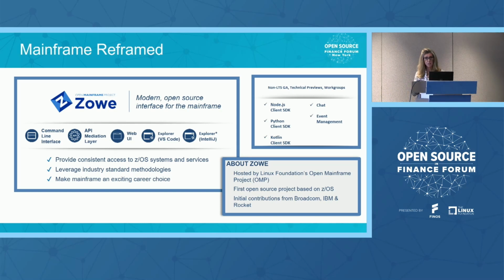We have a desktop or a web UI that offers the ability to access mainframe functions through a web browser. We have 2 explorers now. One is a Visual Studio Code extension that we call Zowe Explorer. We also have another Zowe Explorer that was introduced for IntelliJ users. And their primary function is to give you access to mainframe jobs and files through these modern and more popular interfaces.